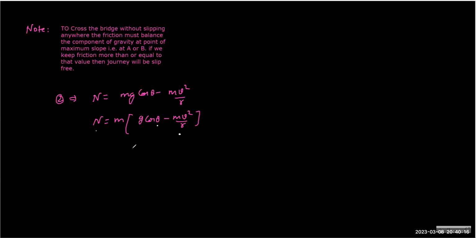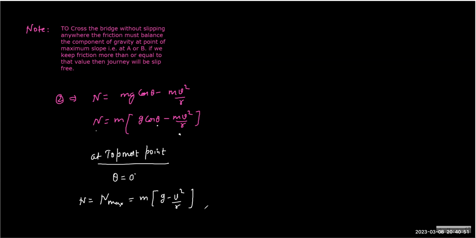The second term is constant. The first term is cos theta. So for N to be maximum, theta should be minimum, which means which point? At the topmost point, the theta is how much? 0 degree. So N will be maximum. So the maximum normal we get is mg minus v square by r. This is the maximum normal. Good.